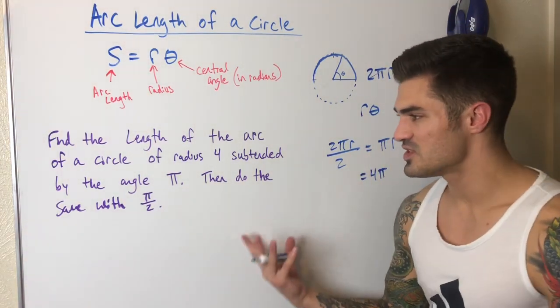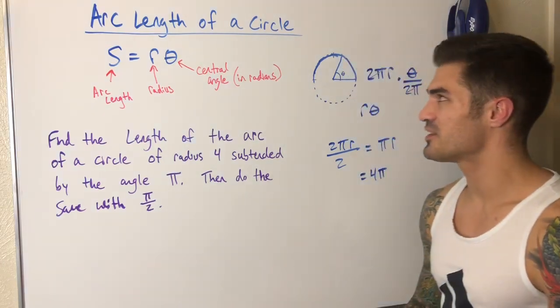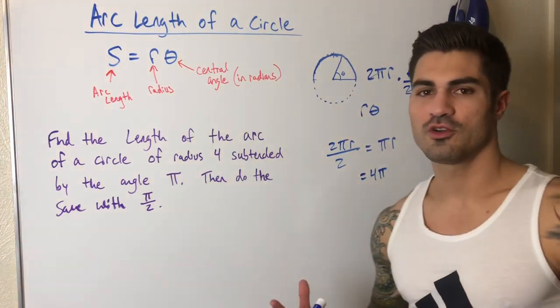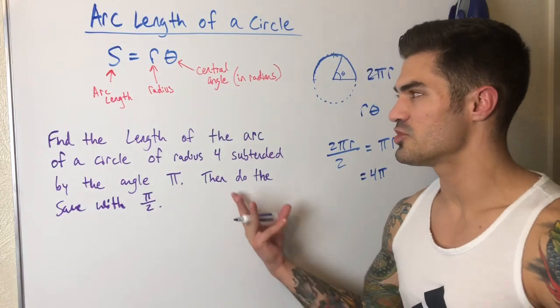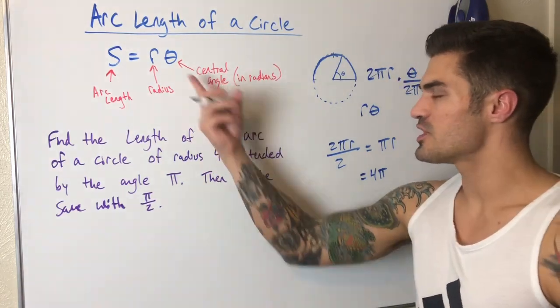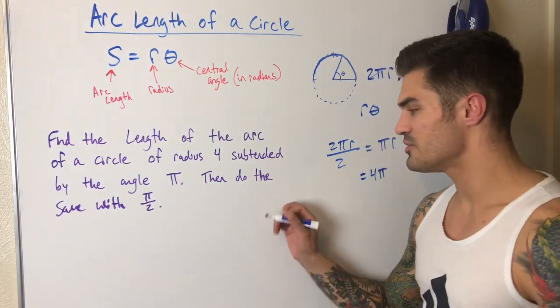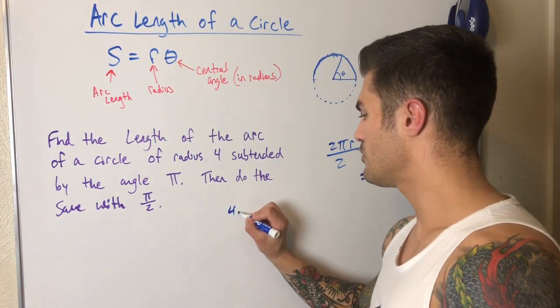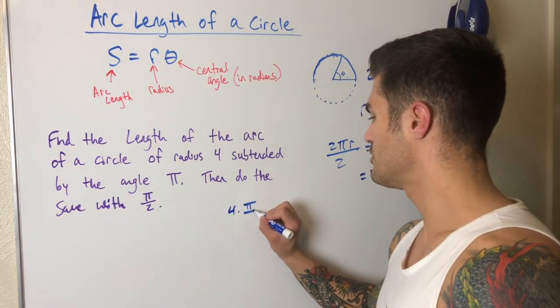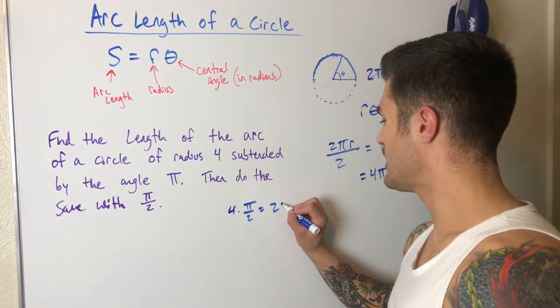And think about if I do the same thing with pi over 2. We'd expect that to be a quarter of the circumference, okay? And I could just plug straight into my formula. 4 times pi over 2. That is what? 4 over 2, that just simplifies to be 2 pi. 4 times pi over 2 simplifies to be 2 pi.